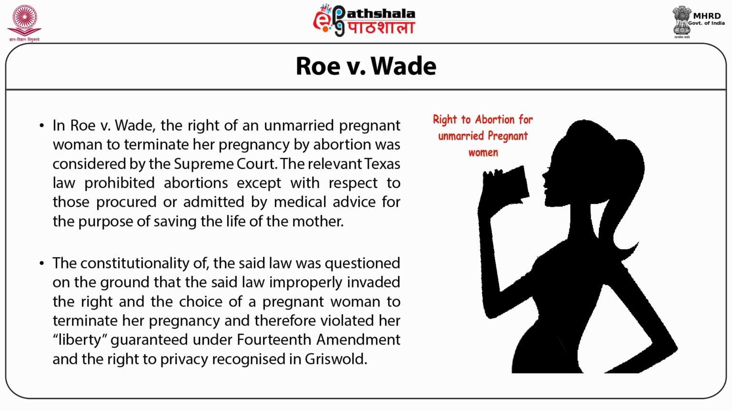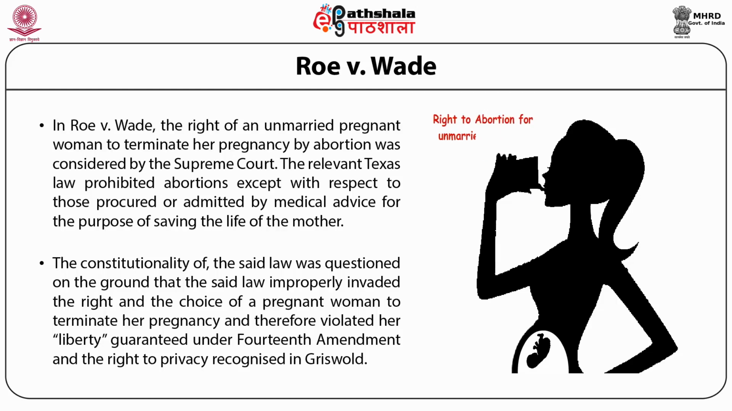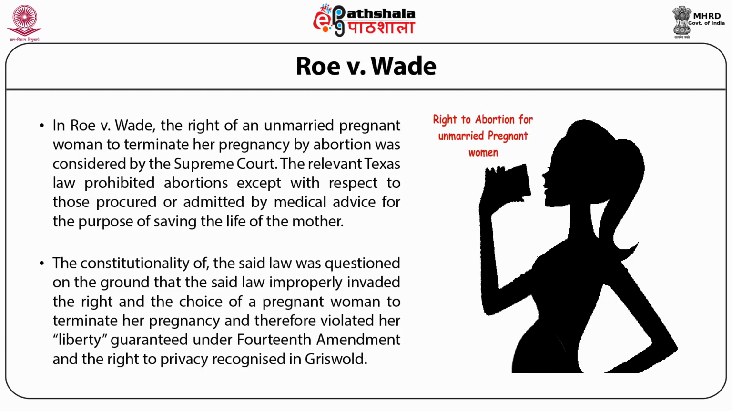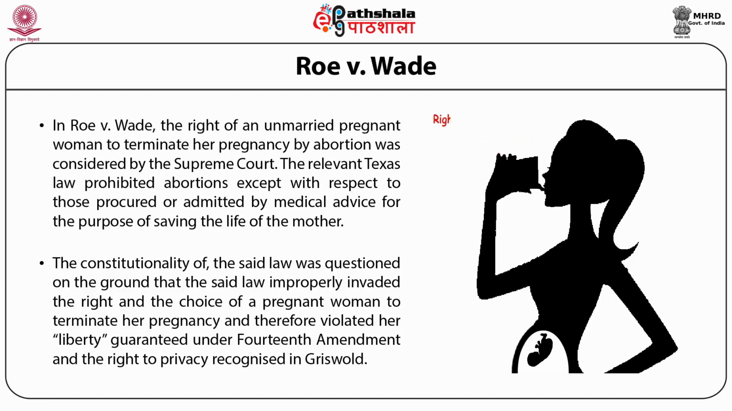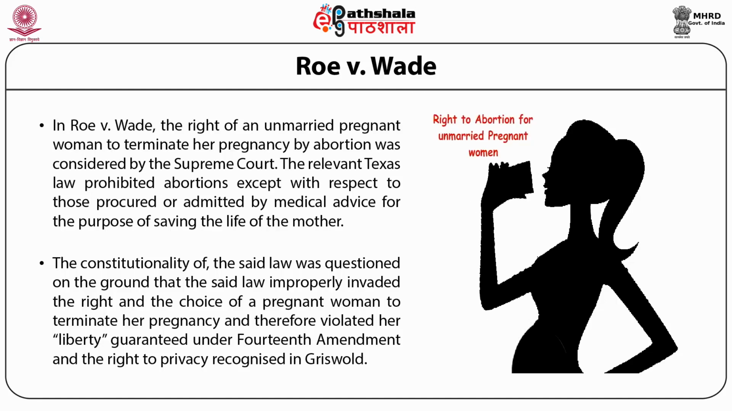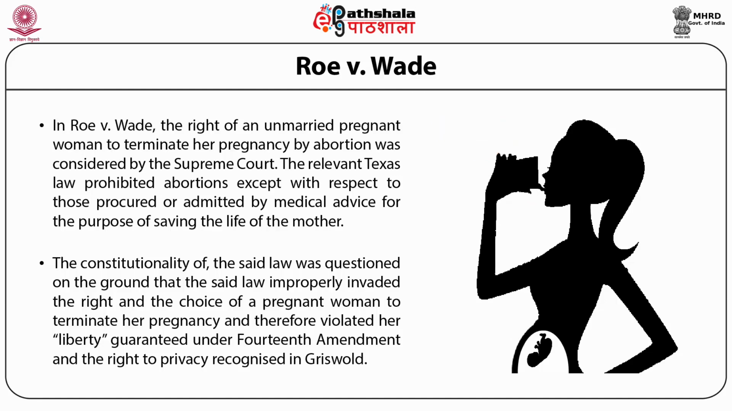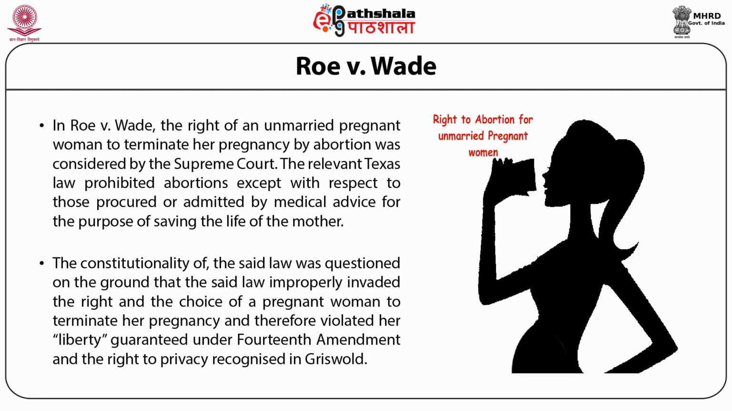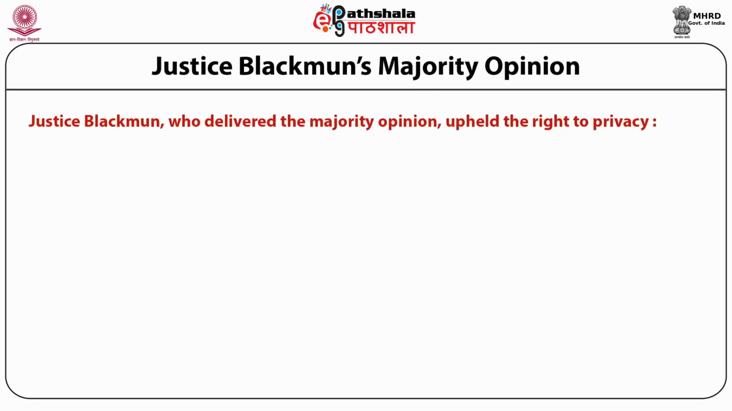So essentially, what are the arguments in that case? It said a woman has a right to privacy with her body, right? And when you invade that private sphere, basically that was the argument made by Roe. The argument made by her was that you are essentially invading my right to abort this baby. I have a constitutionally recognized right to abortion, was what she was arguing. Justice Blackmun delivered the majority opinion and he upheld the right to privacy.